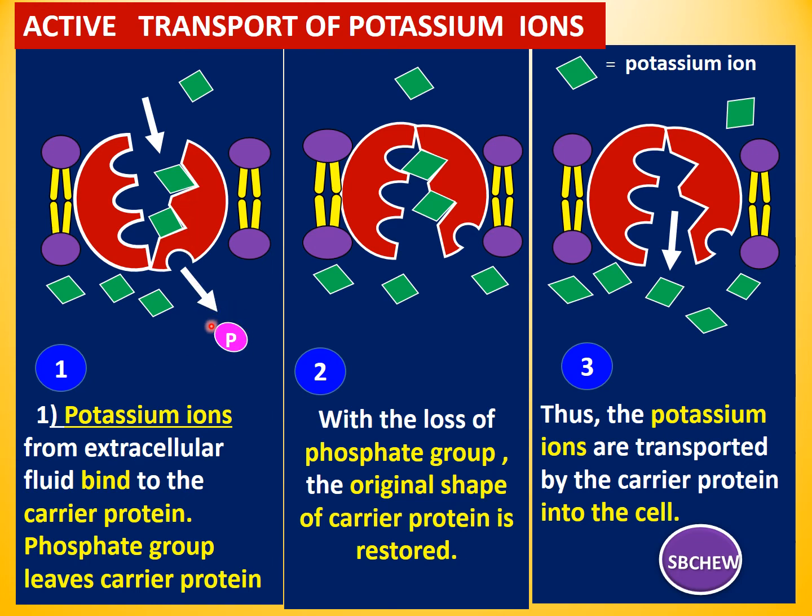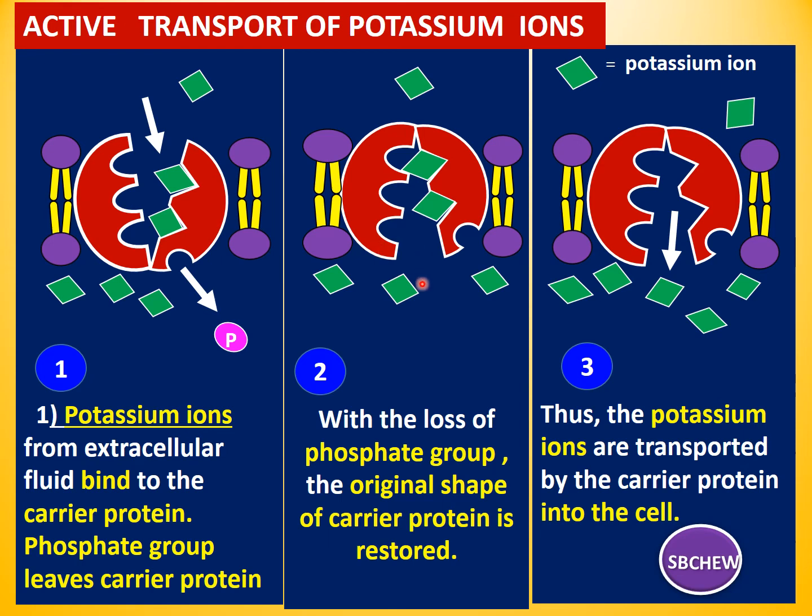Please don't confuse the phosphate group with potassium. Potassium ion is the one that needs to be transported. The phosphate group was the one that provided the energy for the carrier protein to change shape just now. But now it doesn't have to provide any more energy. It just leaves the carrier protein. And with the loss of the phosphate group, the original shape of the carrier protein is restored.